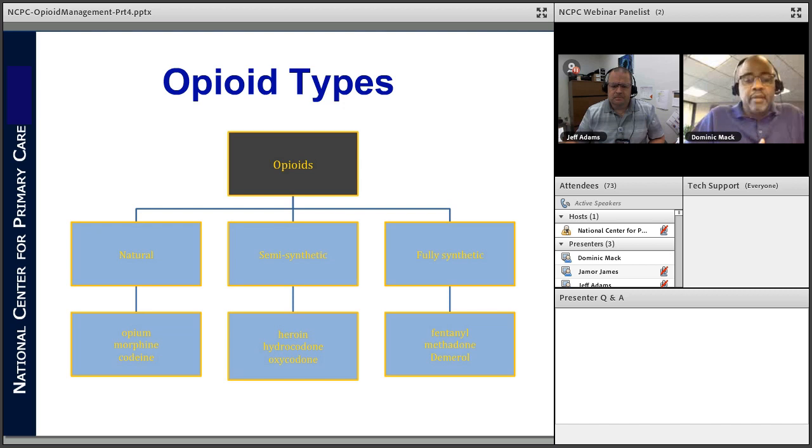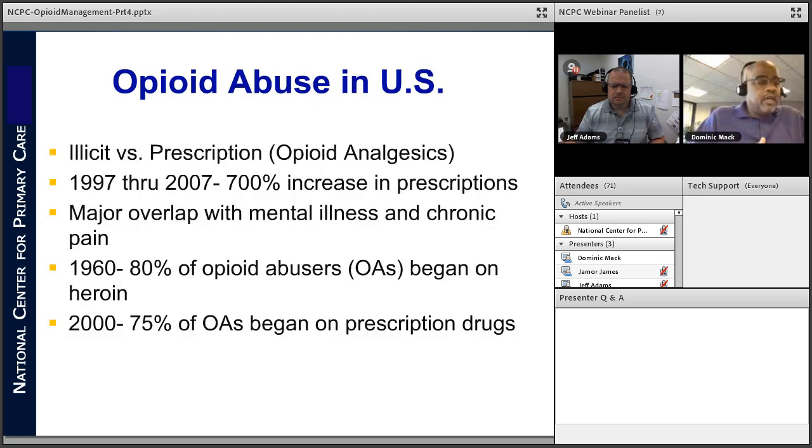But when we get to fentanyl, methadone, and Demerol, they're fully synthetic, which means they are drugs created in the lab to mimic the natural opioids that we get from the poppy fields. So these are the various classifications of opioids, and with all of those, we can see abuse in some form or another. That gets to an overview of the abuse in the United States. We know there's the illicit use of opioids, and then there's the prescription abuse of opioid analgesics, mostly opioids that are used for pain management.